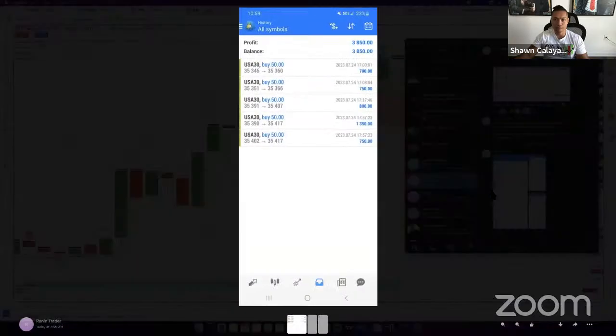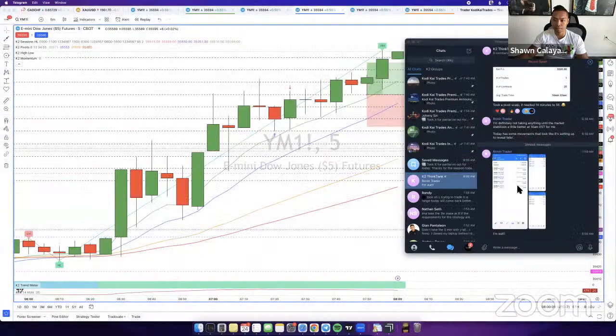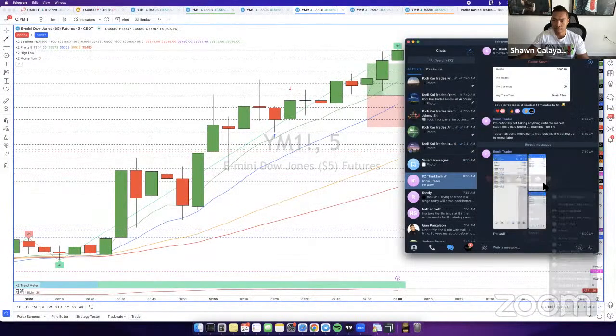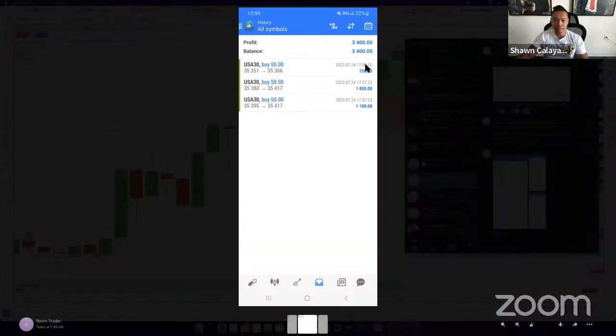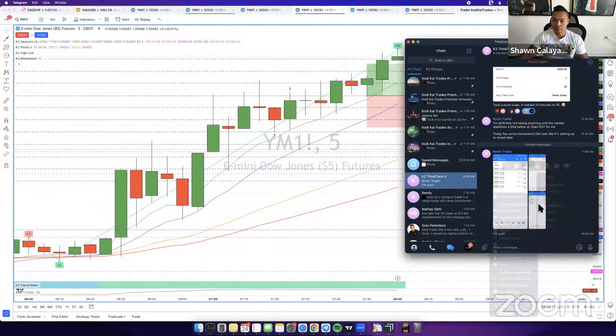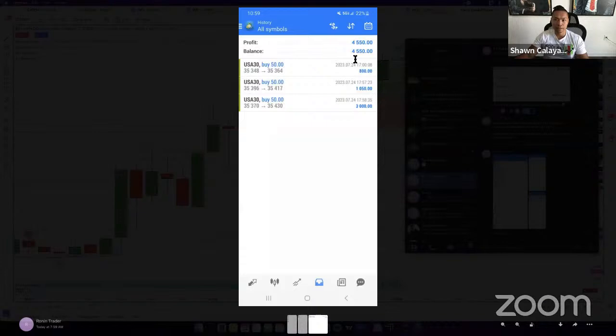So here's Sisuk as well. Sisuk, total profit of 3,850 on his first account, all wins. Here is Sisuk's second account, total profit of 3,400 here as well, all wins. And here goes Sisuk's third account, total profit of 4,550 for the day, all wins here.